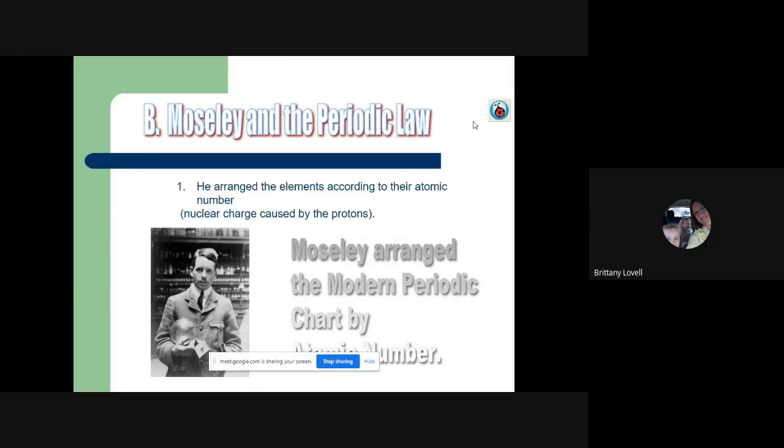Henry Moseley. And this, by the way, is the early 1900s. This occurred maybe like 1912-ish, early 1900s. Henry Moseley, though, took the pattern that was arranged by Mendeleev in the late 1800s, and he started evaluating it. The problem with arranging it by atomic mass is there were some glitches, okay? So let me show you.